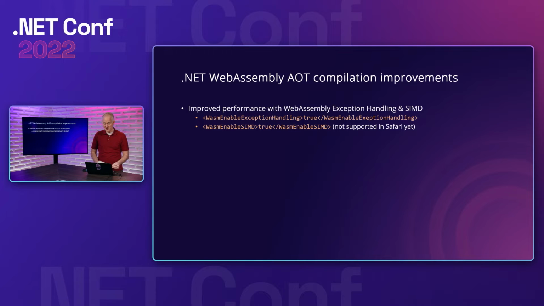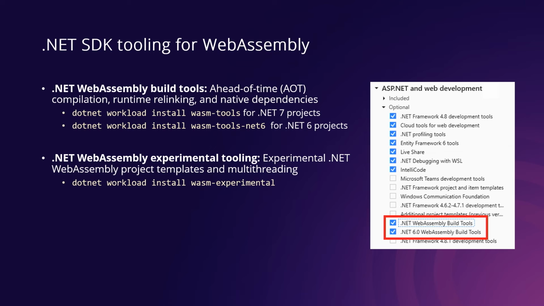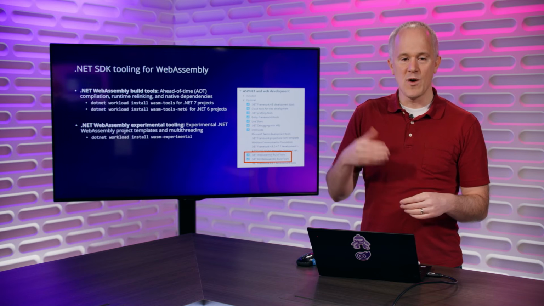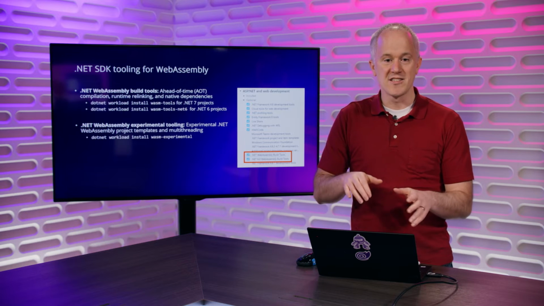Okay. There's also the new .NET WebAssembly experimental tooling workload. This is a new workload that contains experimental project templates for running .NET code from JavaScript, as well as preview support for multithreading. These features are still in active development, so they're not ready for production use yet, and they're likely to change. But we hope that you'll try them out and that you'll share feedback with us. You can install the WebAssembly experimental tools by running dotnet workload install wasm-experimental.